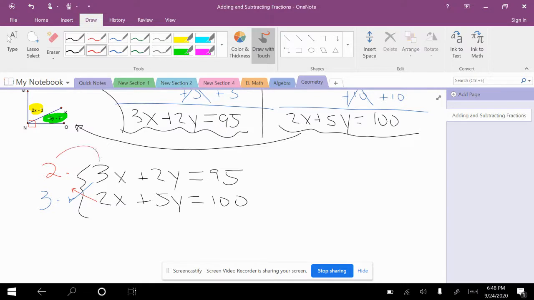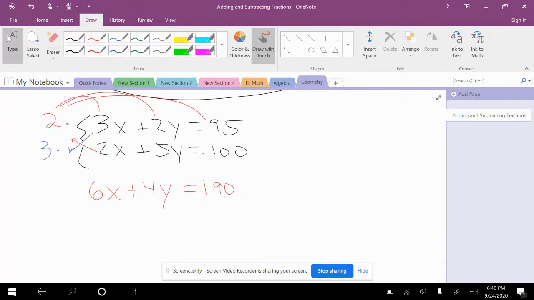So the top equation is 6x plus 4y equals 190. The second equation becomes 6x plus 15y equals 300. But here we have 6x and 6x. These do not cancel when we add them. Aquí 6x más 6x, cuando se suman esos no se cancelan.